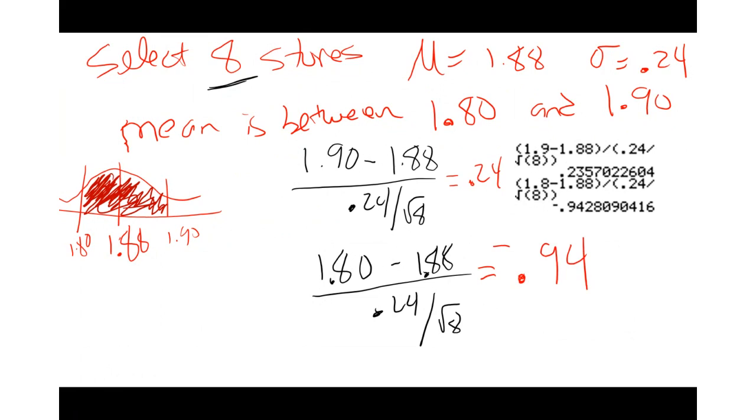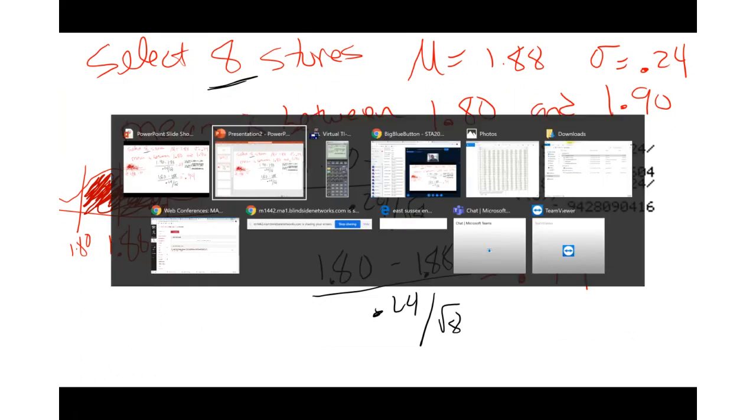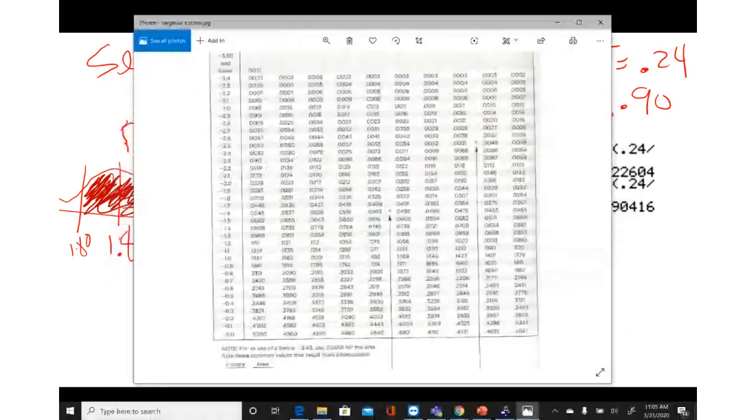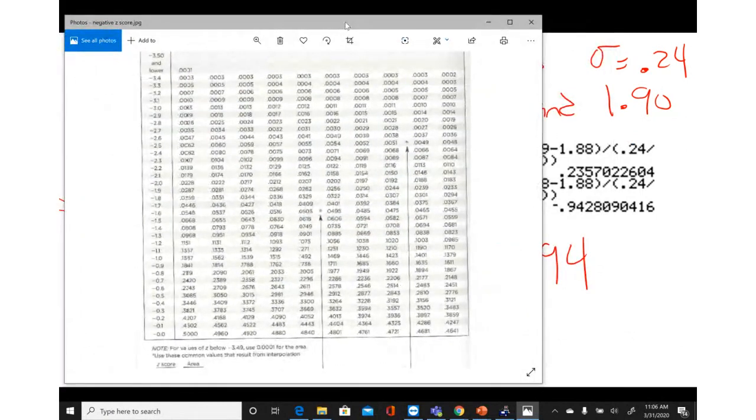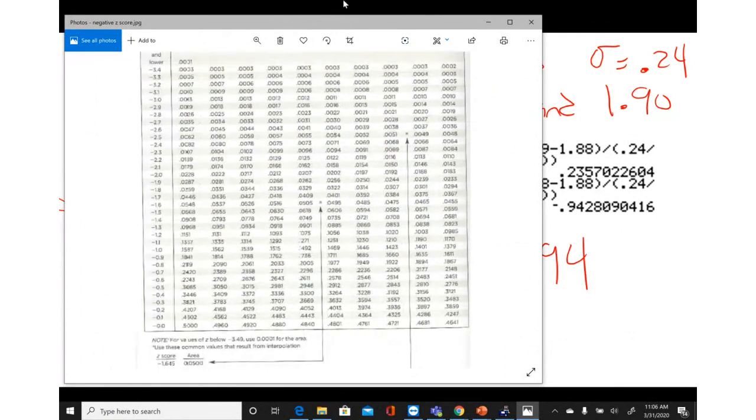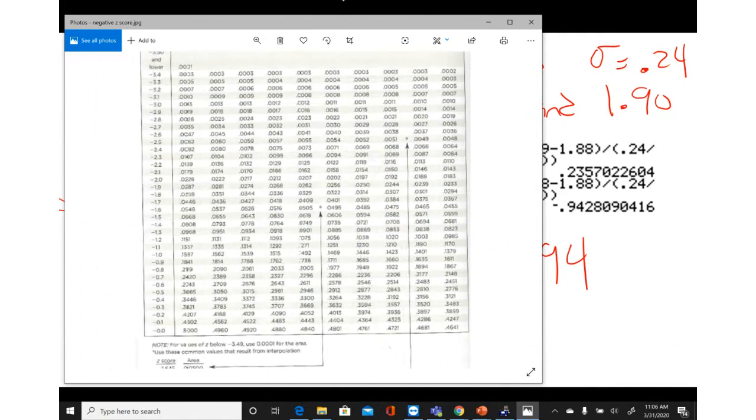Okay. Now, what do we do from there? What you're going to do from there is use the negative chart to look up the negative value. So you're going to look up negative 0.94. So how do you do that? Just a reminder, we're going to go to 0.9.